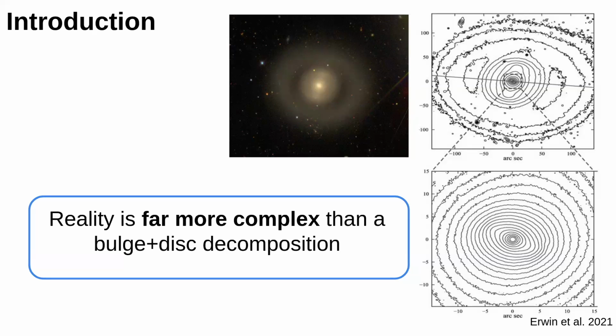So galaxies are far more complex than smooth systems. For instance, here you observe an outer disk or ring, an inner part, there is a bar here, which is this structure over there, and there seems to be a central structure in the center.